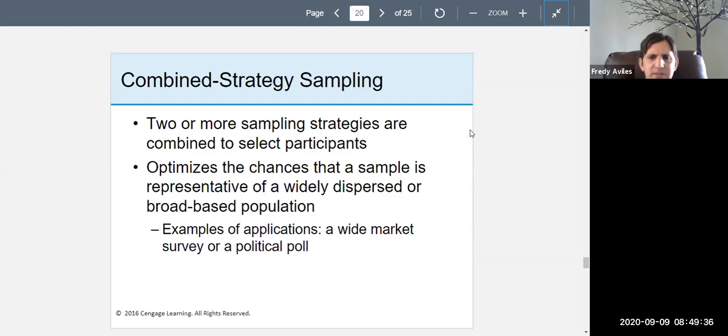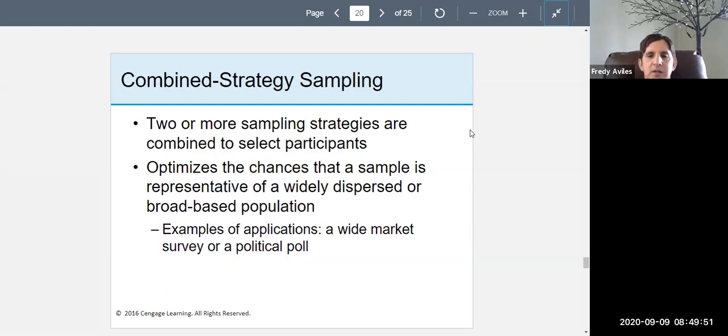You can combine strategies is the point here, okay? So this optimizes or increases the chances that a sample is representative of a widely dispersed or broad-based population. It increases the chances of getting a representative sample. Examples of applications: a wide market survey or political polls.